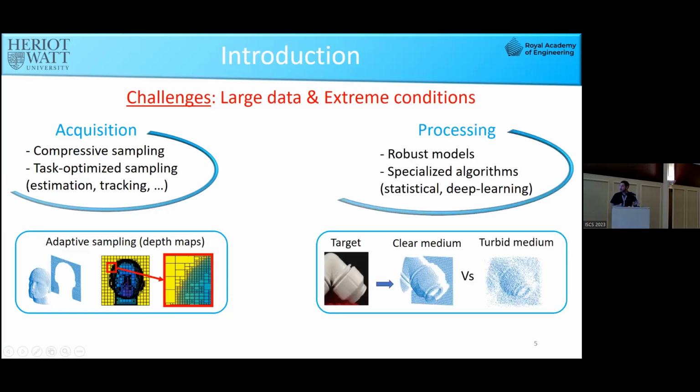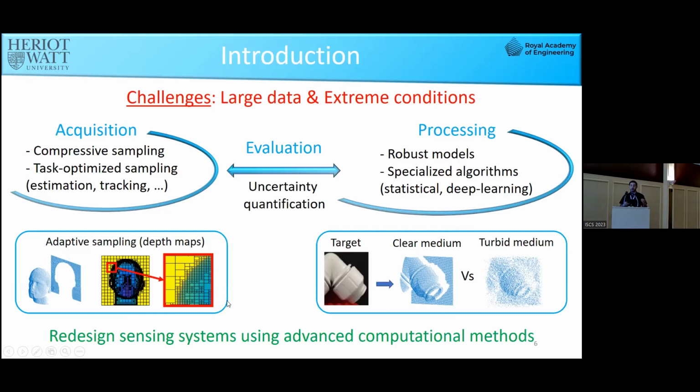The second direction is to improve the processing of the data by adopting robust models and designing specialized algorithms, which can be statistical, deep learning methods, and the goal being to reconstruct a better version of the scene, moving from this noisy 3D representation to something clean. And the ultimate goal actually is to optimize both aspects at the same time, to have smart systems that deliver robust, reliable estimates, where we have some quantified measure of the uncertainty of these estimates as well.